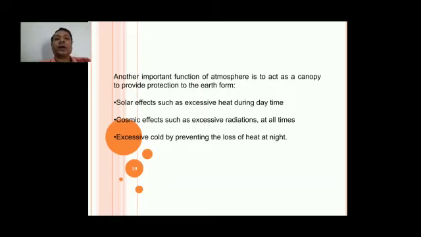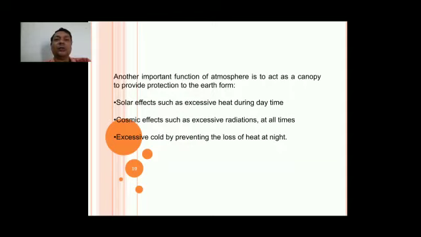Another important function of the atmosphere is to act as a canopy to provide protection to the earth from solar effects such as excessive heat during daytime. In daytime, when the sun is straight with the earth, a lot of heat comes from the sun. So there are atmospheric constituents which absorb this heat, and so less heat enters the earth system. Cosmic effects such as excessive radiation are available at all times from the sun, which is again absorbed by the constituents of the atmosphere.